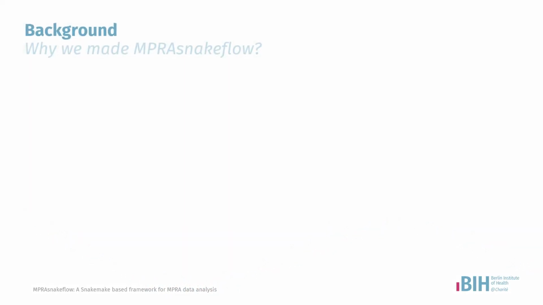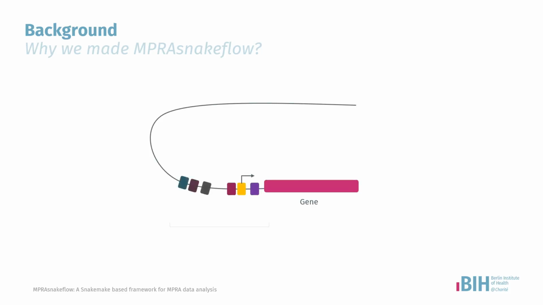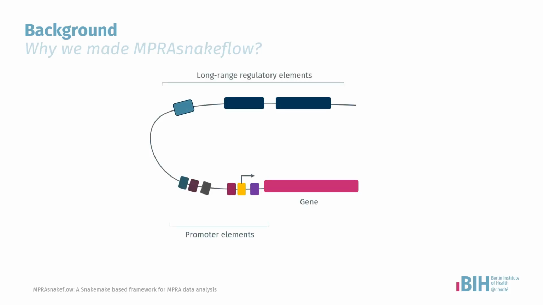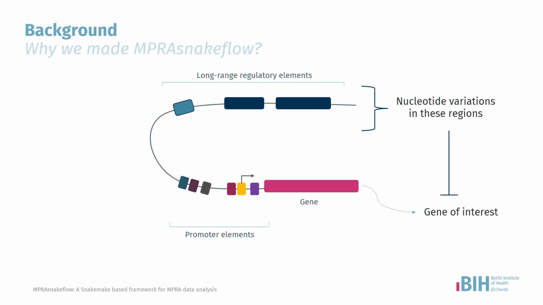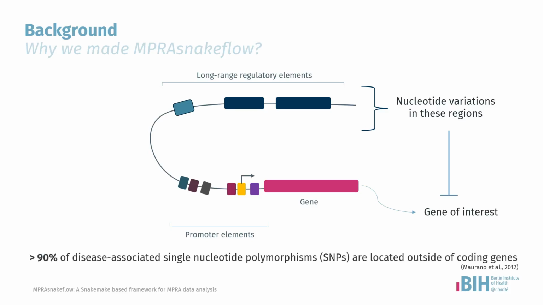Every gene in living organisms is regulated by its proximal promoter elements and also by its long-range regulatory elements residing in the non-coding part of the genome. Now let's consider this gene as our gene of interest. In that scenario, nucleotide variations in these long-range regulatory regions are often found to be deleterious to the gene of interest function. It's been a decade now that we know from genome-wide association studies that more than 90% of disease-associated single nucleotide polymorphisms, or SNPs, are located outside of coding region.